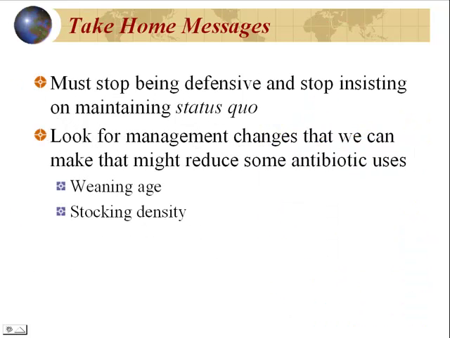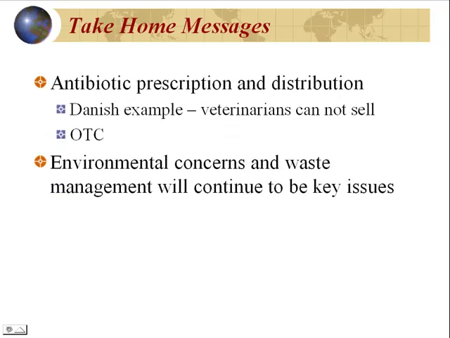So, take-home messages from my talk. First, we need to stop being defensive all the time and insisting on maintaining the status quo. I know that many of you in this room are probably looking at alternatives to antibiotic administrations. We need to be more proactive on those approaches. Are there things we can do in management, for instance, that might reduce some of the need we have for antibiotic administrations? Can you change your weaning age? Could you increase it slightly so that you don't have the problems around that age at weaning? Even increasing it 2 to 3 days might make a huge difference. Stocking densities: I'm working in the poultry sector looking at how stocking density might slightly impact their incidence of disease and their need for antibiotics.